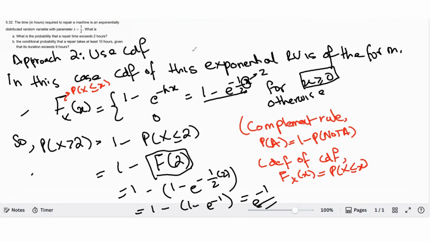The only thing is, whatever probability you have, you need to make sure you write it in terms of the CDF. Like over here, this was probability X is greater than 2. So using the complement rule helped us write it in the form of CDF, so that then we can use the CDF.